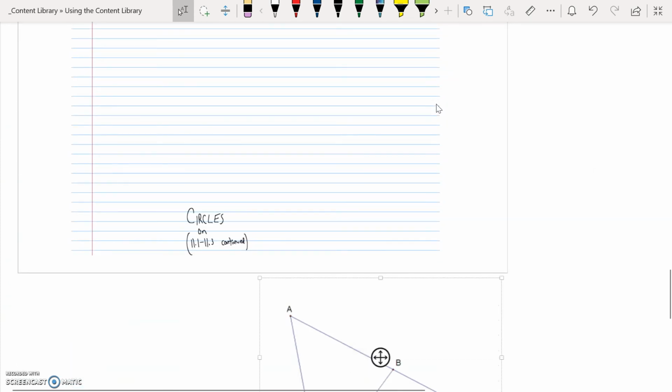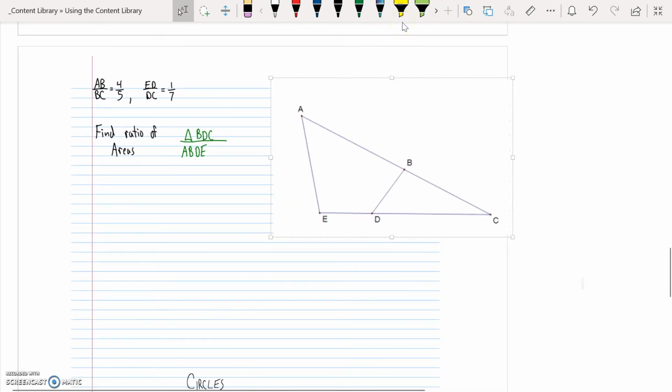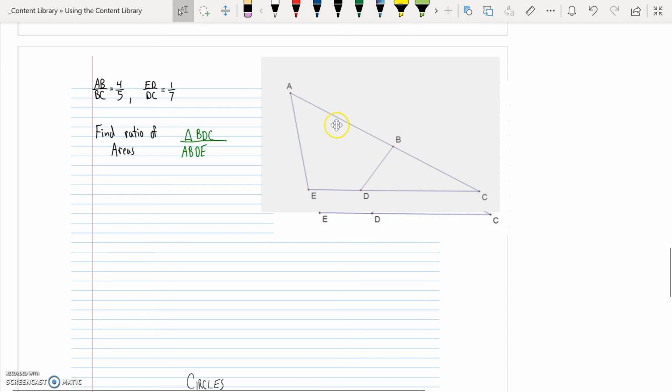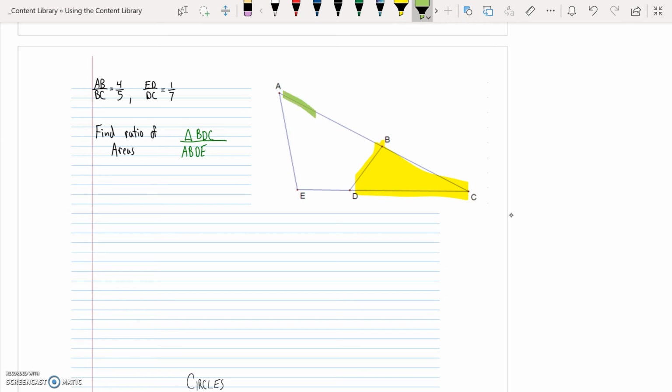All right, last problem. I need to scroll this up. All right, so we have this drawing, and the goal is to find the ratio of the area of triangle BDC to the area of this quadrilateral ABDE. Find the ratio of their areas given this information. Go ahead and pause the video again and give yourself a chance to work on this. Kind of a hard problem.